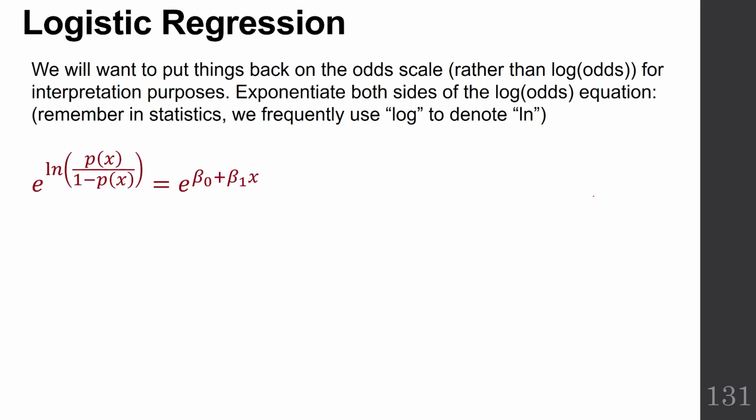So we're going to take e to both sides. We've got e to the log of the odds, e to the log of p over 1 minus p on the left, and on the right we have e to the beta naught plus beta 1x. Now, the e to the ln undoes itself, so we're just left with the odds on the left side, p over 1 minus p, and on the right side, we still have e to the beta naught plus beta 1x.